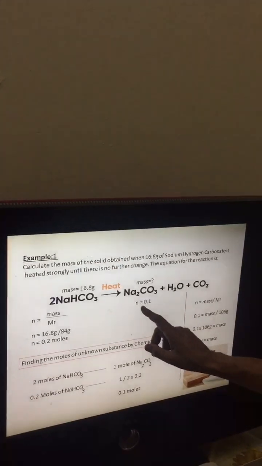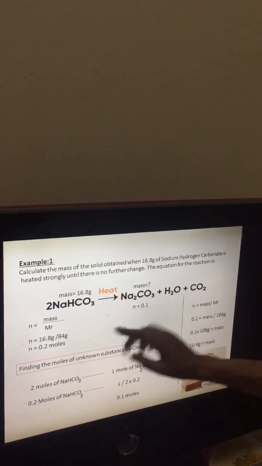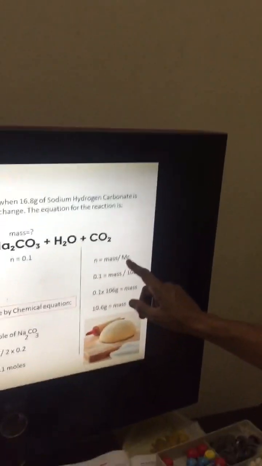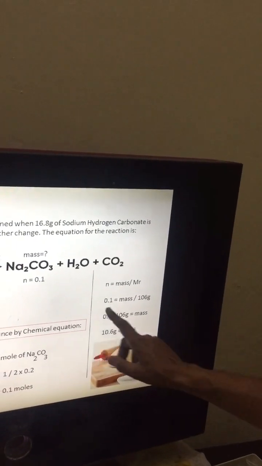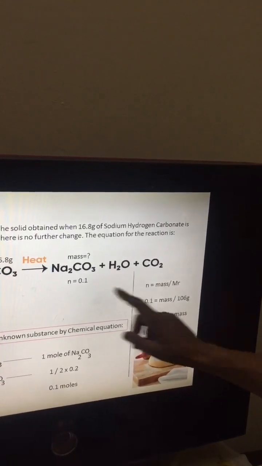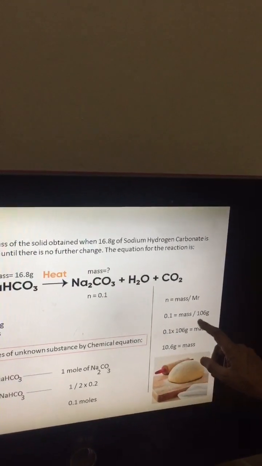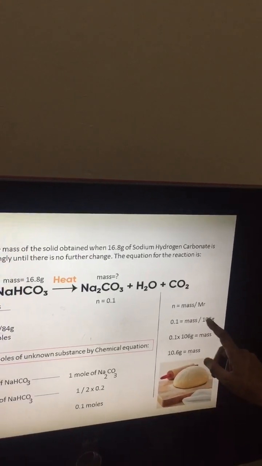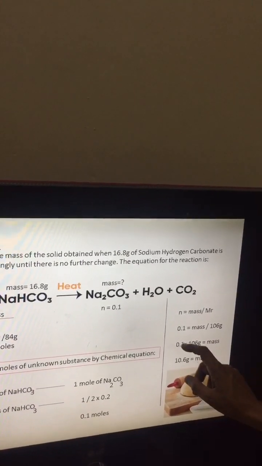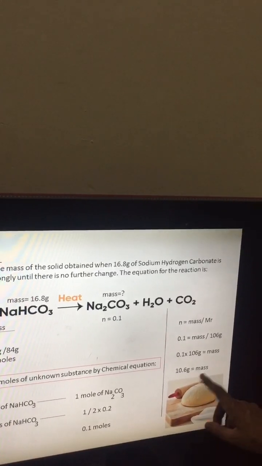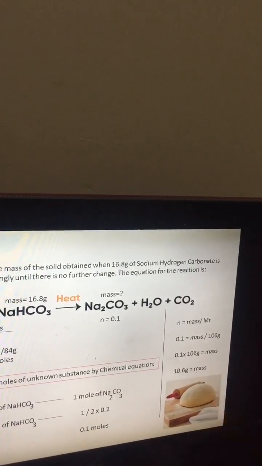Now with the help of the moles, we can easily calculate the mass, using the same formula: moles equal given mass over molecular mass. The moles we have calculated is 0.1, equal to mass over the molecular mass of sodium carbonate, which is 106 grams. The mass stays on the left and this one goes to the other side, where dividing becomes multiplying. So the mass will be 10.6 grams.